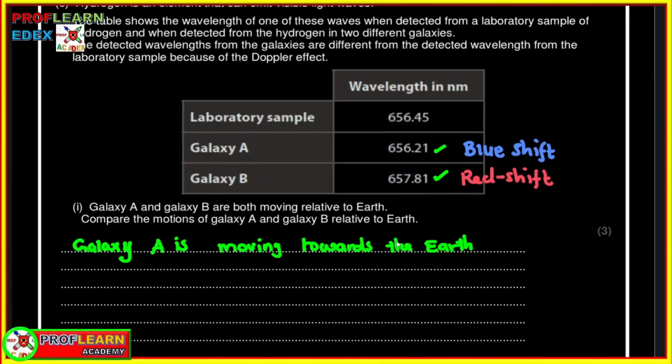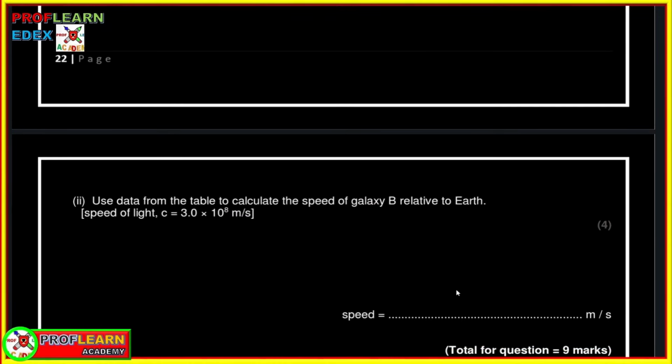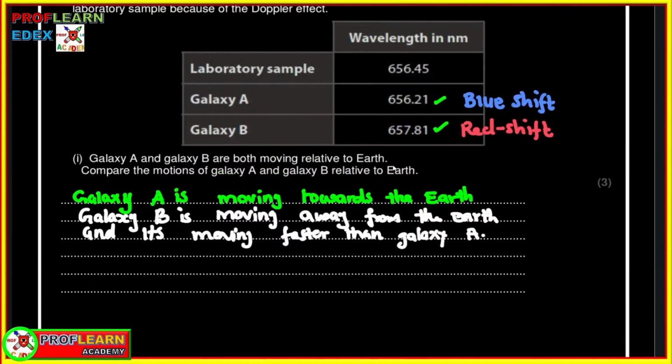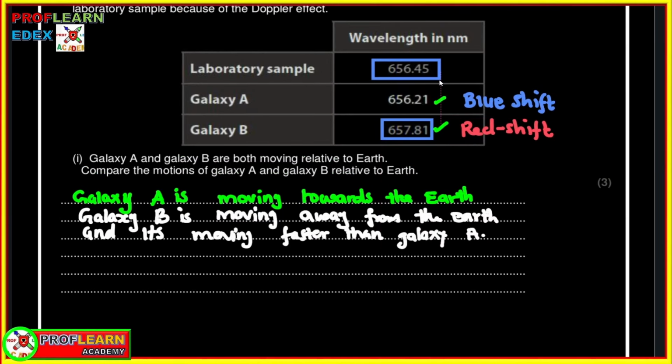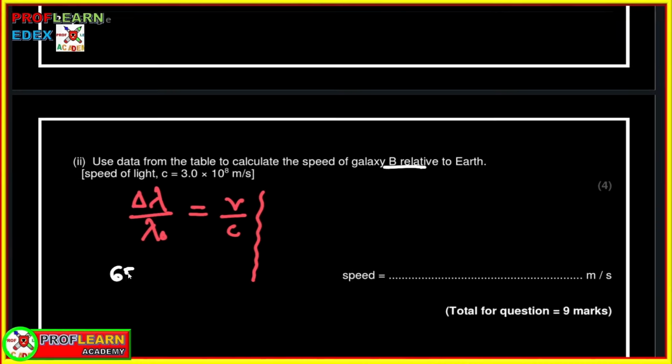So a red shift means it's moving away from the Earth. And since its wavelength is larger, it means it's moving away at a faster rate. So it's also distant. If it's distant, it moves away at a higher speed. Use the data from the table to work out the speed of galaxy B. So we can use that and this one in order to work that out.